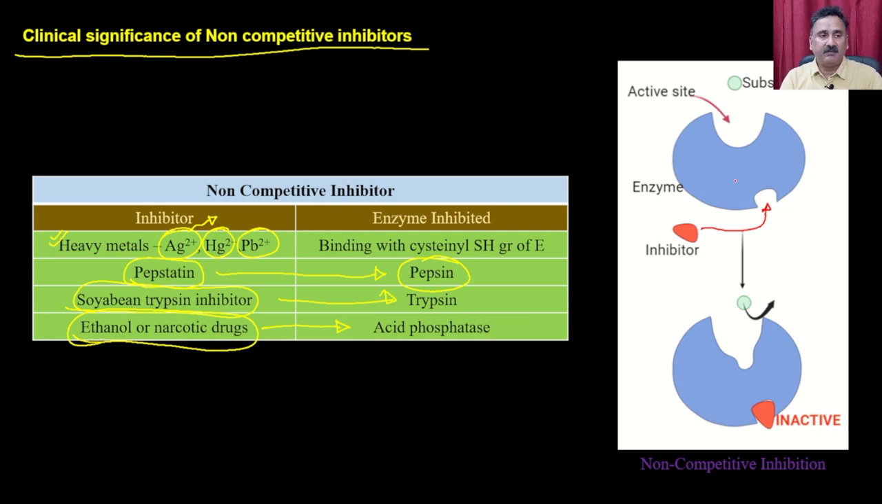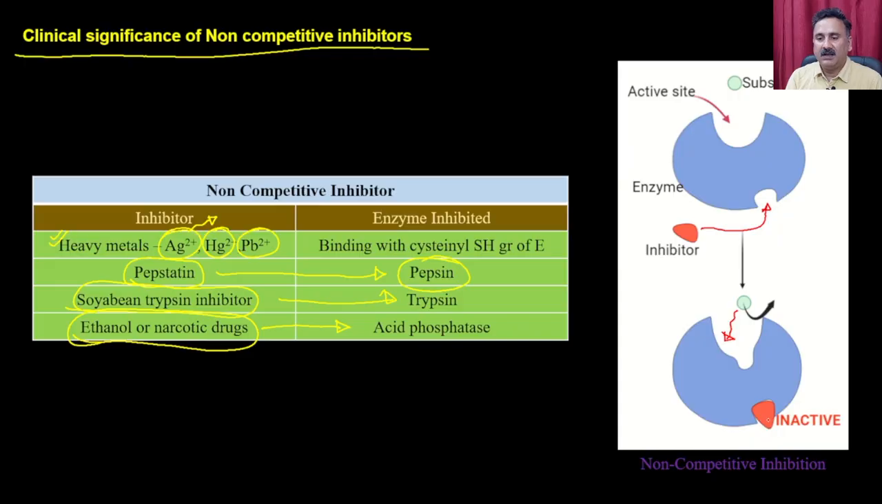from the competitive inhibition. Once it binds, it induces conformational changes. And because it induces the conformational changes, it is affecting the binding of the substrate to the active site. Either it will reduce the affinity, or it may abolish the substrate binding completely. So in either of these cases, the inhibitor is going to be very, very potent compared to the competitive inhibitor.